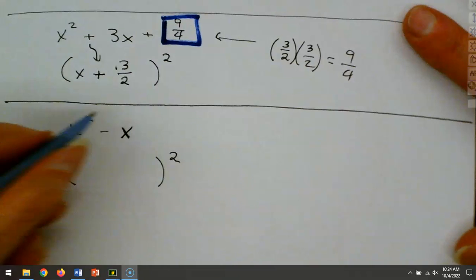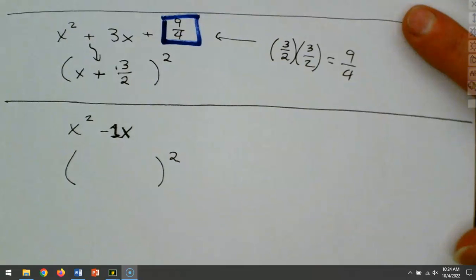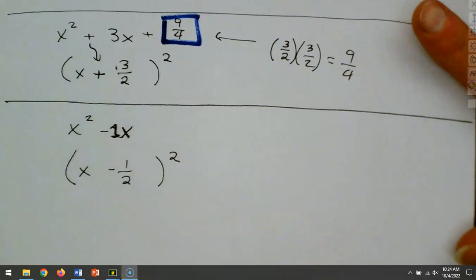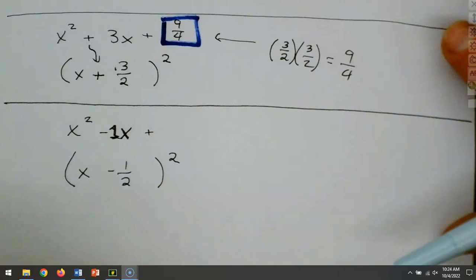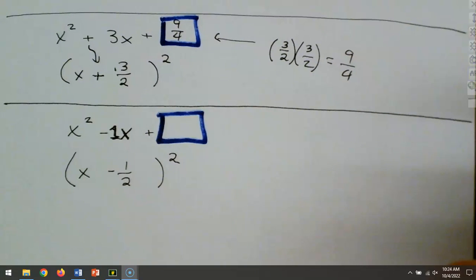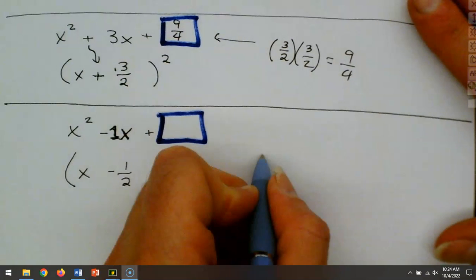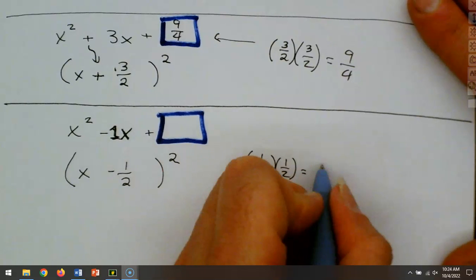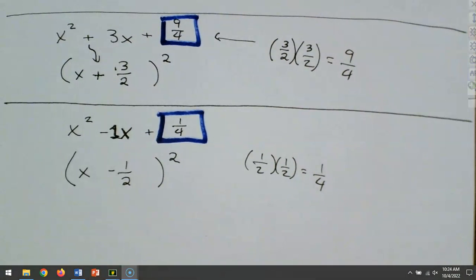Okay, well, we know there's a 1 there. We don't always write it, but there is a negative 1. And what's half of a negative 1? Negative 1/2. What am I going to have to add in to force this to factor? What would have to be added in? Well, 1/2 times 1/2 is what? 1/4. So that's got to be added in.